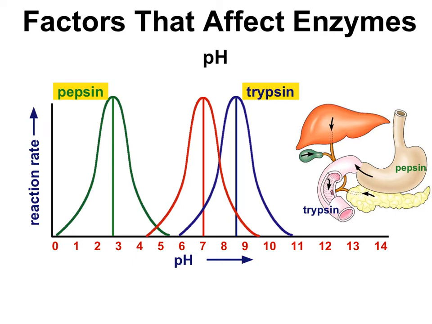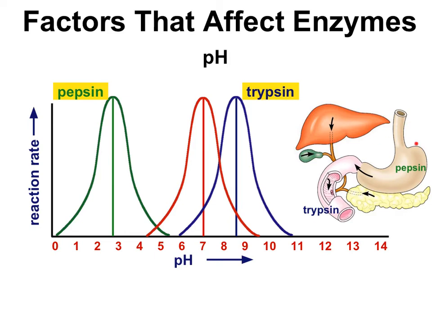And there's a really neat example in our digestive system. In our digestive system, there are different regions that have different pHs. Our stomach makes stomach acid. That makes the pH really low. So the enzyme that works in the stomach, called pepsin, has an optimal pH that's really low.